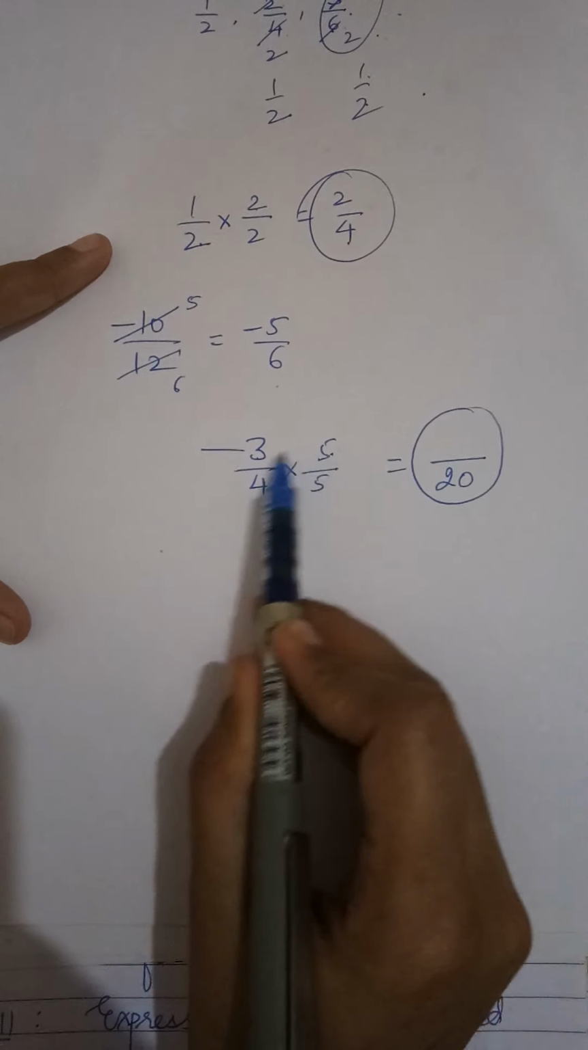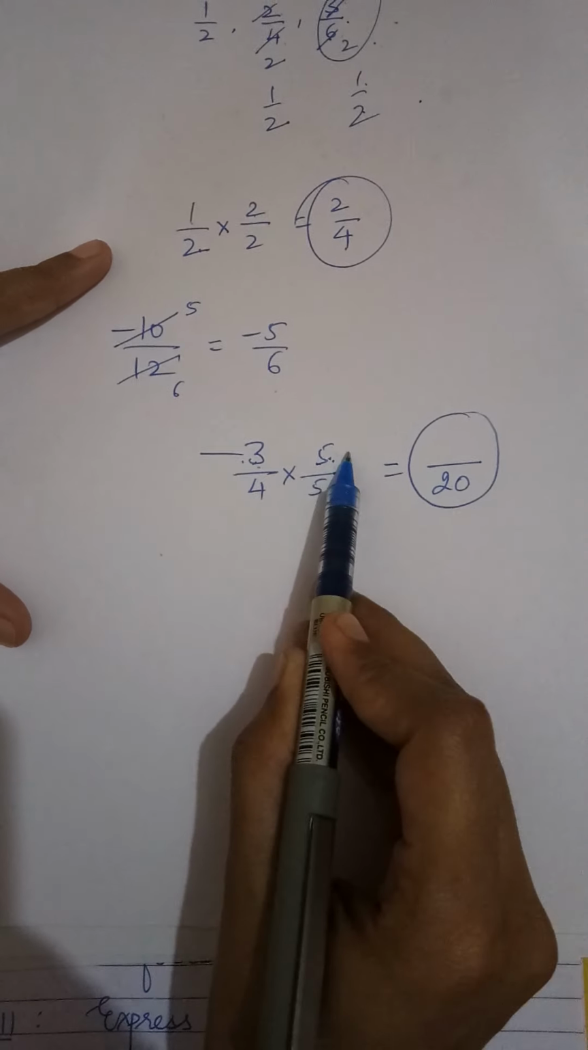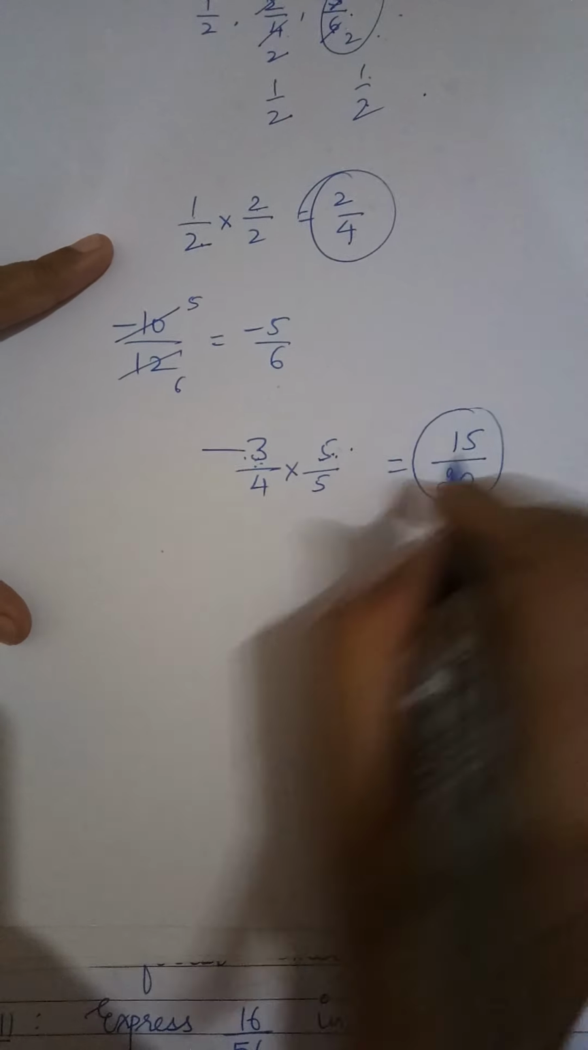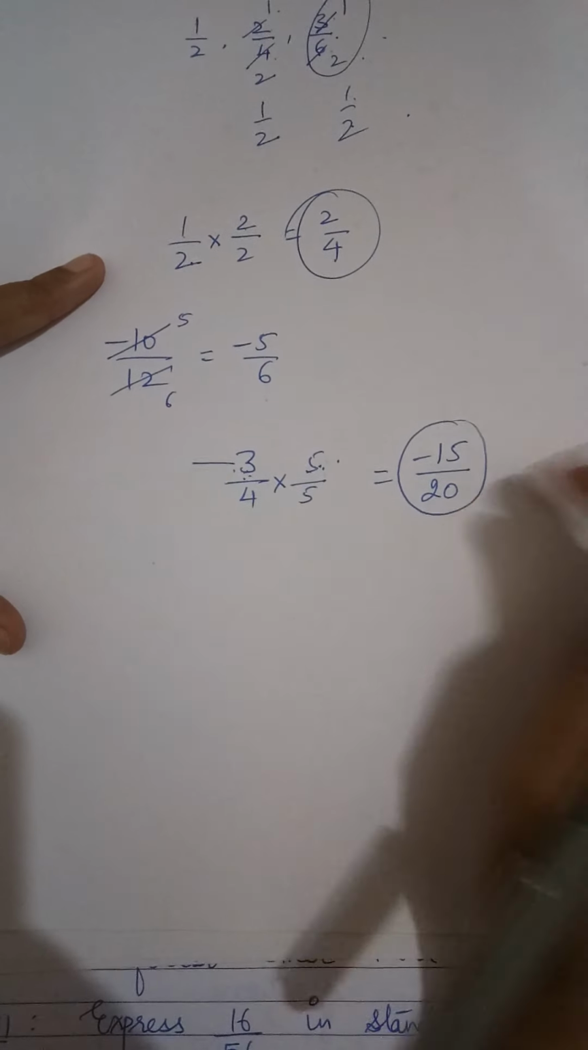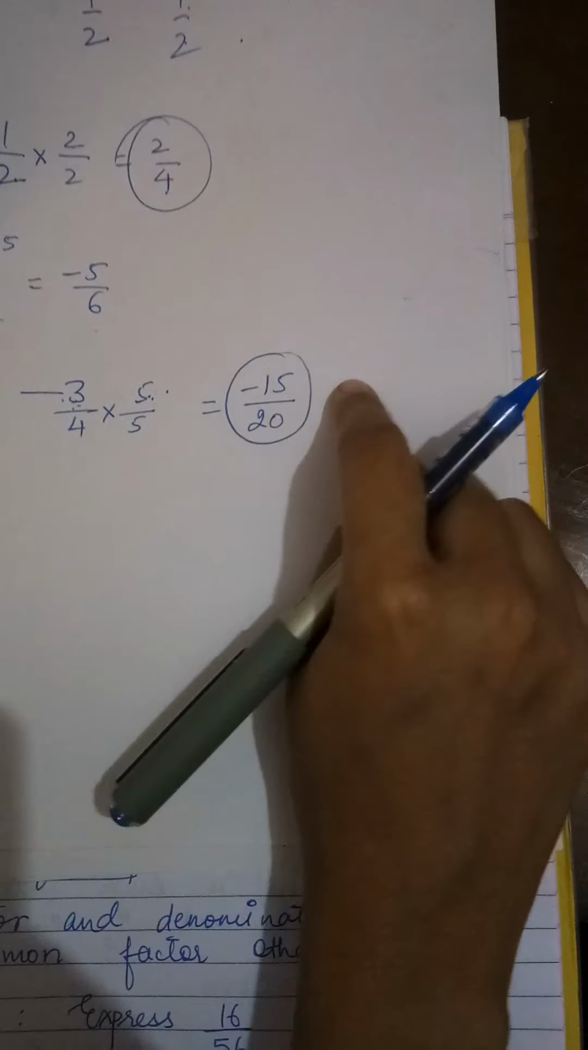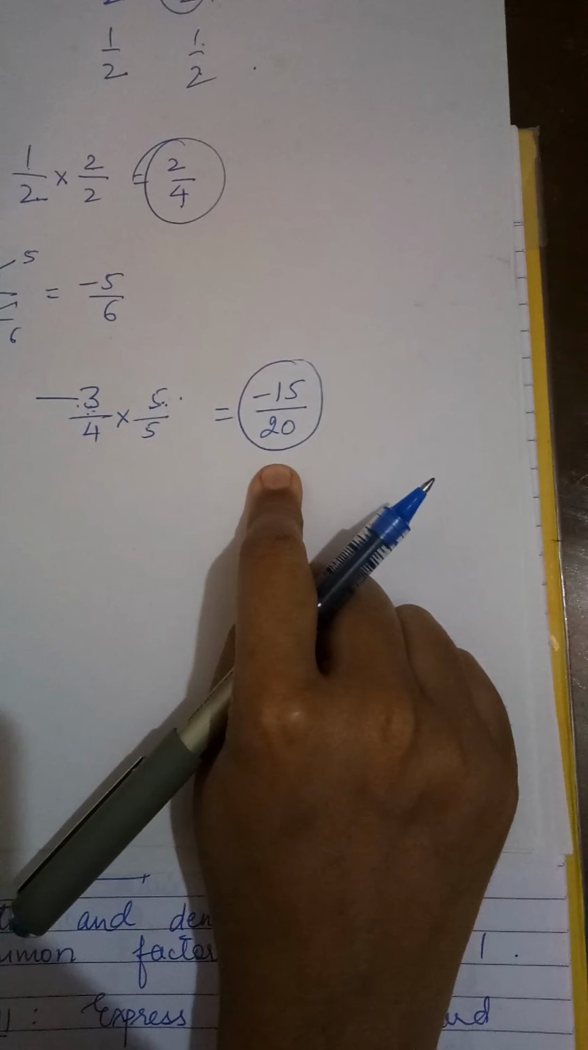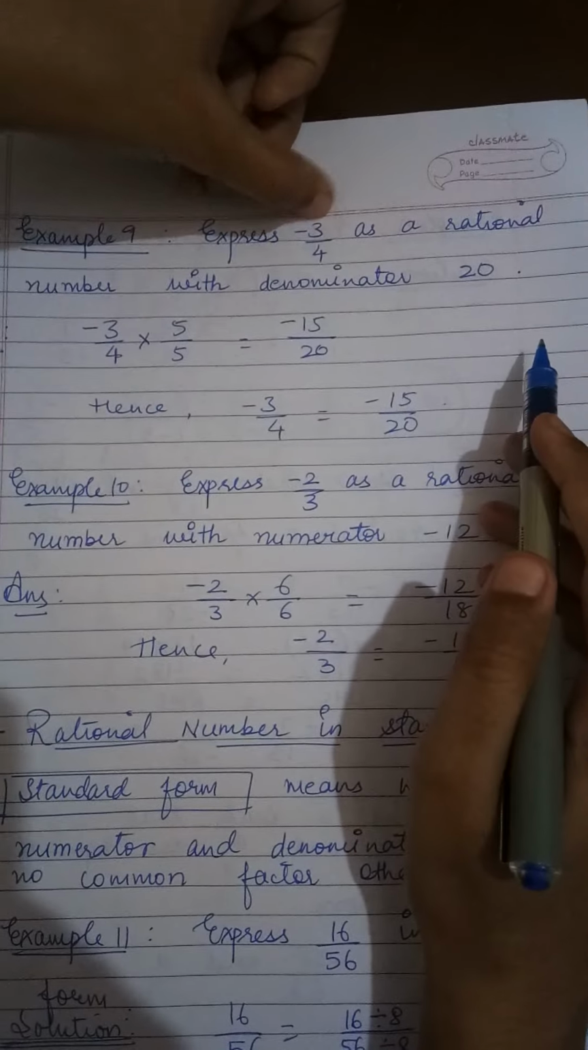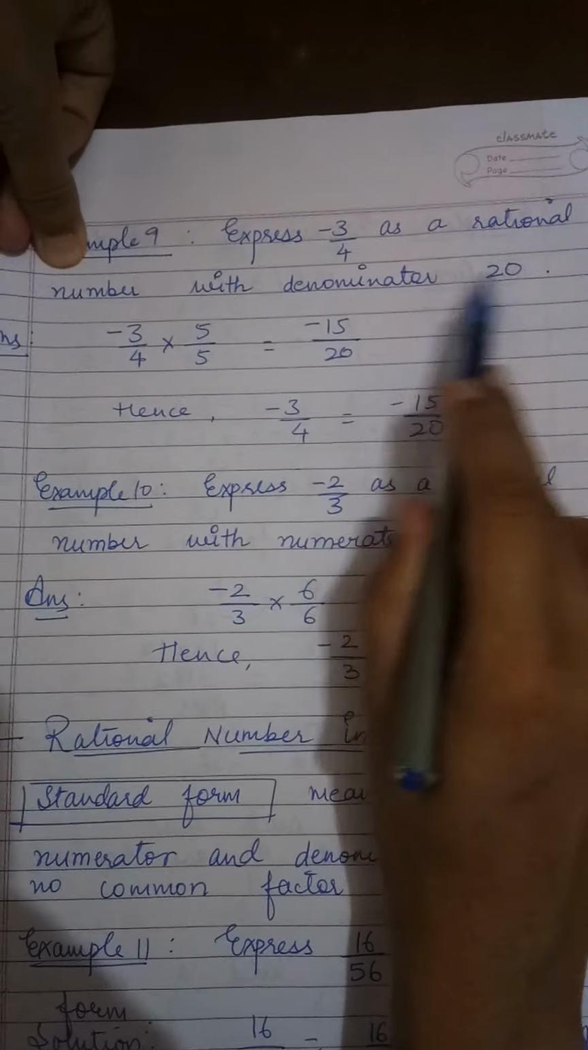Minus 3 and 5. You have to multiply these two numerators with the numerators. 3 fives are 15. Minus sign is there, so minus will come. So this is your answer. This is the rational number with the denominator 20, and that's what they have asked. Express minus 3 upon 4 as a rational number with the denominator 20.